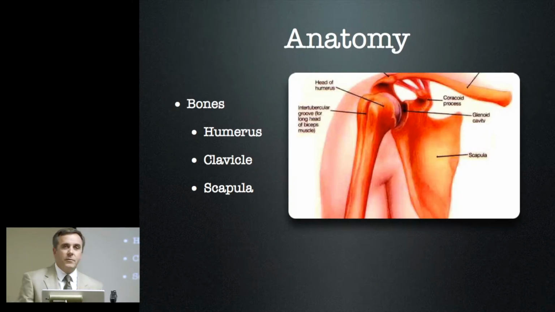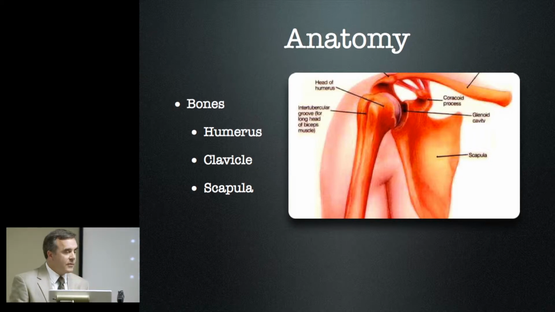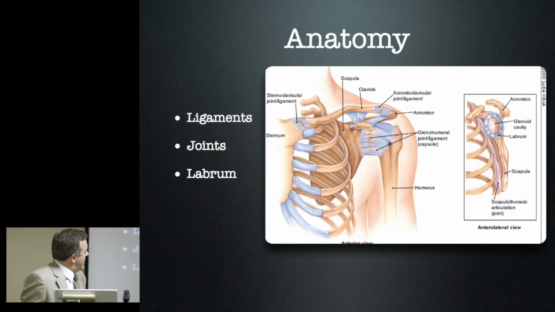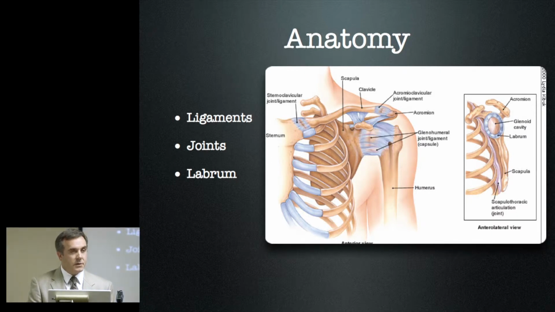So I just want to start off with a few anatomy points just so we get our terms together. There are three main bones in the shoulder. You've got the humerus, the scapula, and the clavicle. We also have joints and ligaments. The ligaments are what hold the bones together. Joint capsules help stabilize the joints. There's also a structure called the labrum, which deepens the socket in the shoulder joint to give it more stability.